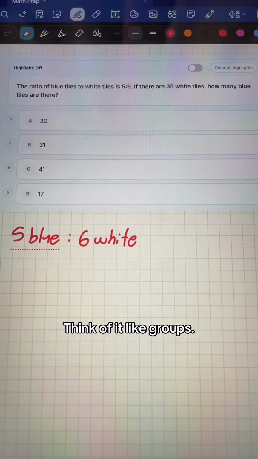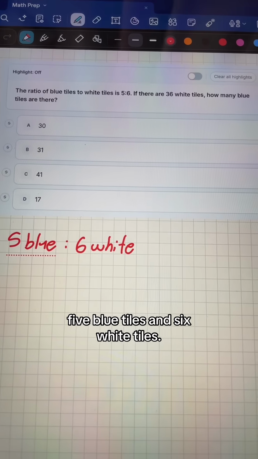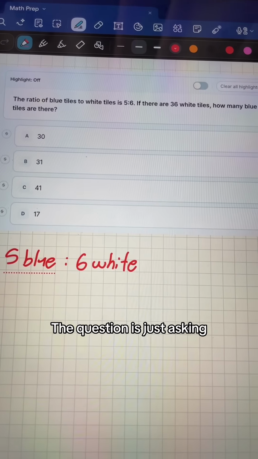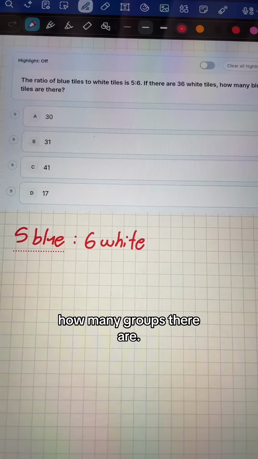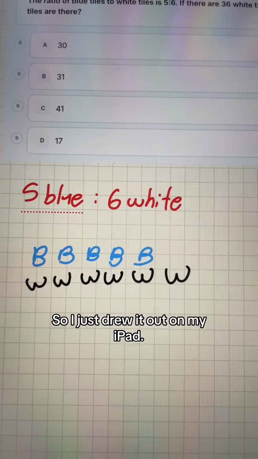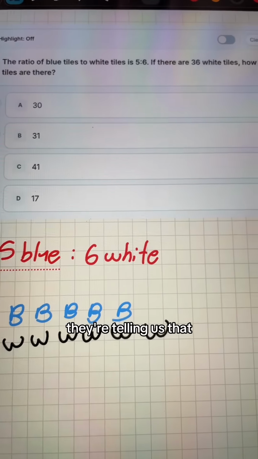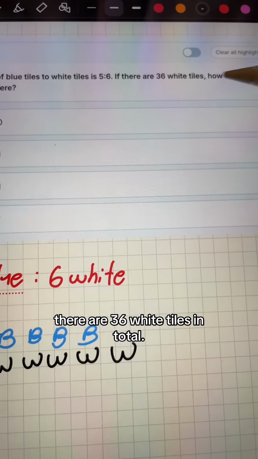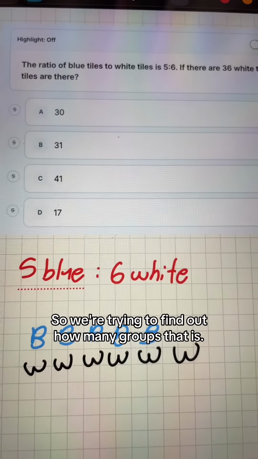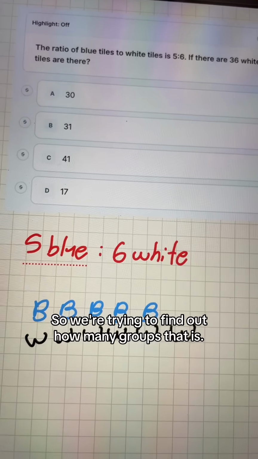Think of it like groups. Every single group has 5 blue tiles and 6 white tiles. The question is just asking how many groups there are. So I just drew it out on my iPad. And in the question, they're telling us that there are 36 white tiles in total. So we're trying to find out how many groups that is.